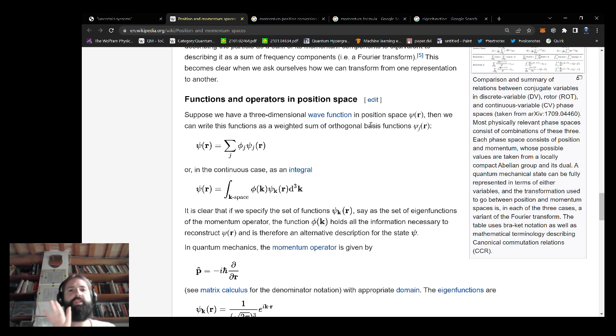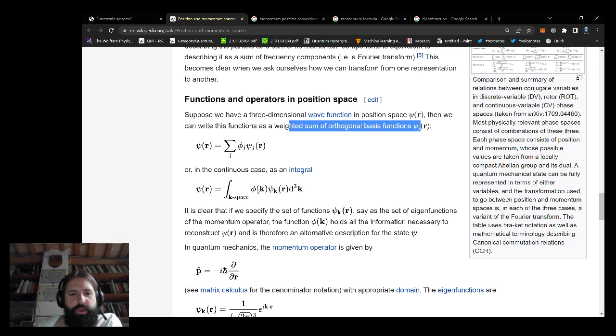So what you're saying is let's assume we have a wave function, and let's assume that we can write this function as a weighted sum of some orthogonal basis functions. So you have these psi j eigenfunctions which we don't know about, and then it's a sum of these. Or in the continuous case, there's the integral, and that's where the integral comes in. Okay, so you have this integral, and then you have these coefficients in here. Cool. d3k.